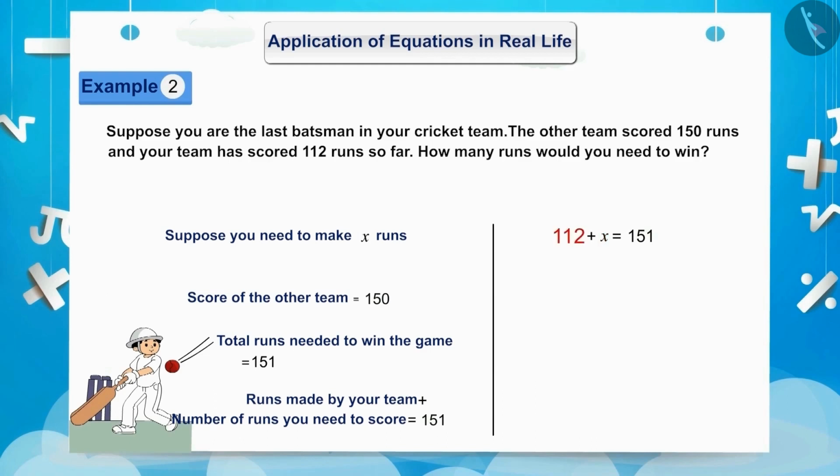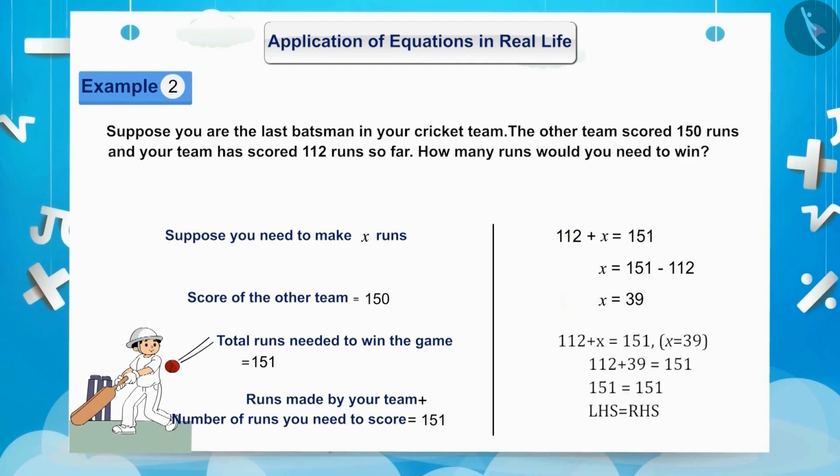Here, we will transpose 112 from the LHS to the RHS and it will become minus 112. Therefore, we will get x is equal to 151 minus 112. 151 minus 112 is equal to 39. Thus, we will get x is equal to 39. If we put the value of x in the LHS of this equation, we can see that this solution is correct. That means you need 39 runs to win the game.